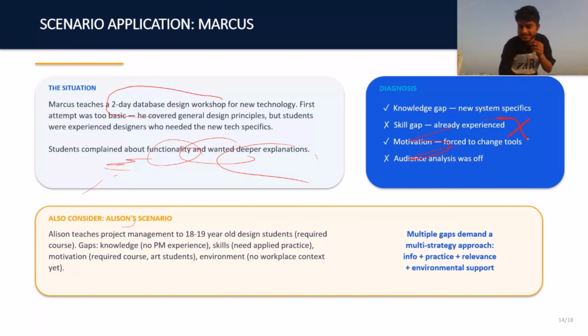It is not about a skill gap. It is not about motivation. And even the audience analysis was off. In this case, Marcus failed to analyze the learners and their current level, and he just taught randomly. Multiple gaps demand a multi-strategy approach: information, practice, relevance, environmental support. It is important that we need a combination of multiple things.